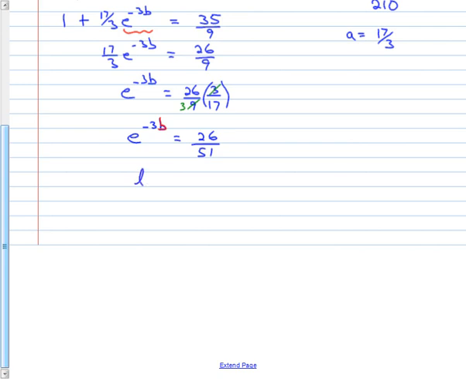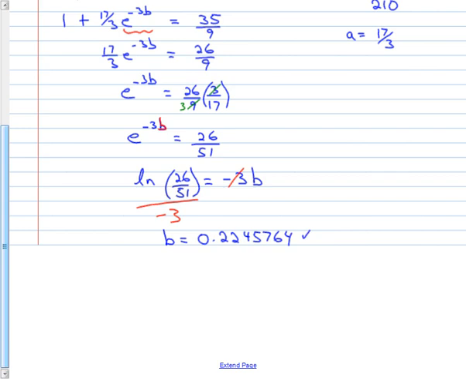So base e, so natural log of 26 over 51 must equal my exponent, negative 3b. So now I just need to divide that by negative 3, and I will have found my b value, my constant. So let's try that. Log of 26 over 51, all divided by negative 3. And we want to list that b value out a long ways. 0.2245764.